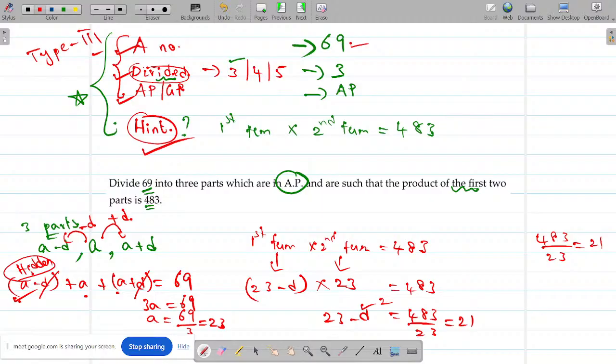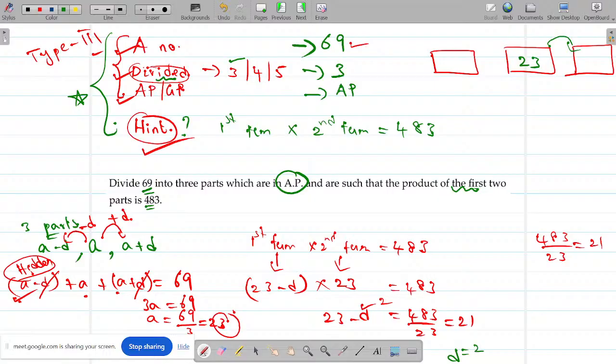Is it okay? So what are the three numbers now? You have to find the three numbers. The middle number is a. So far we have taken the first term as a. In this case, we have taken the middle number as a. So the middle term is 23. Next to that, the d value is 2, so this is 25 and the earlier value is 21. We need to check whether we are getting 69.